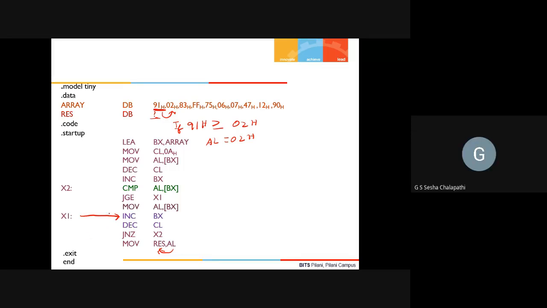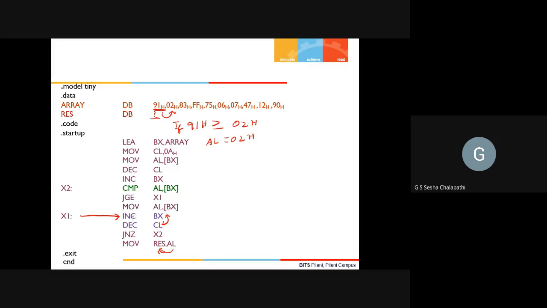Why? Let me tell you. I want to continue this whole thing until CL becomes 0. If you interchange these, what will happen? It will increment BX, and now the Z flag will reflect whatever operation you have done in incrementing BX.